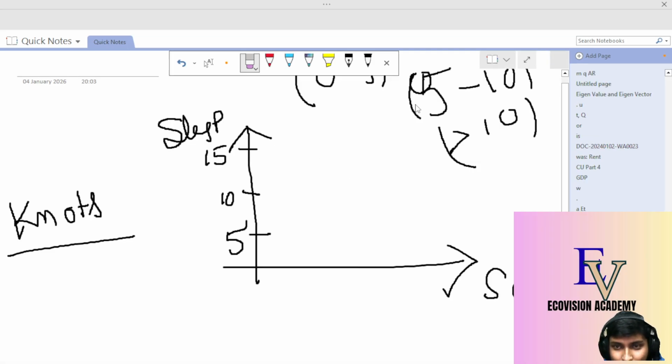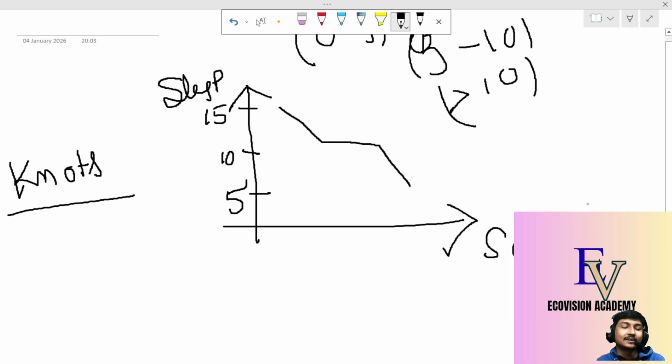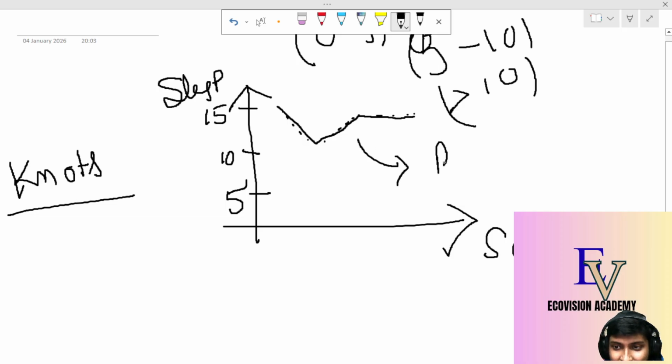What it does, it does more than this. It basically regresses these three categories and joins them by a smooth curve. Suppose my regression line looks like this. Suppose for 0 to 5 hours, the points are like this. For 5 to 10 hours, the points are like this. And for greater than 10 hours, the points are like this. So what does it do? It basically joins the curve, and this becomes my regression line.